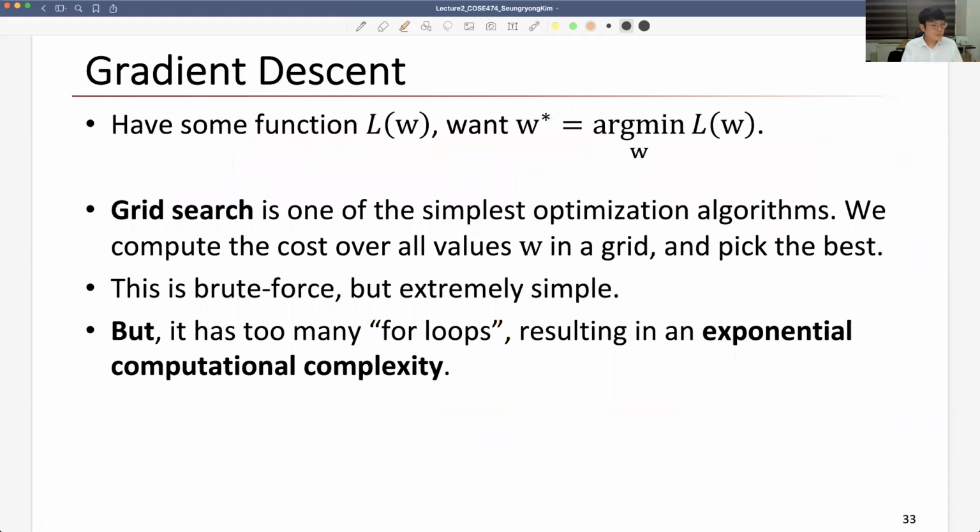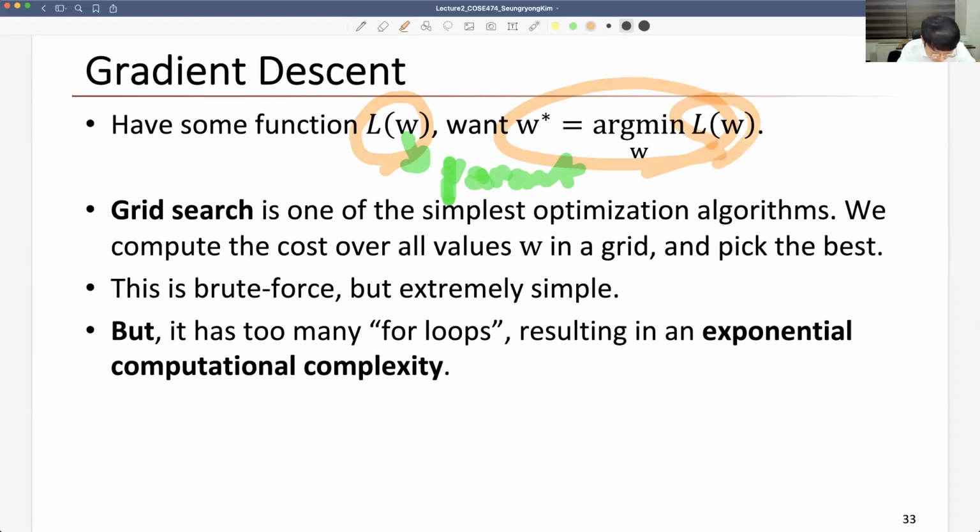Okay. So let's go back to our first question. We define the cost function L of W, and W is the learnable parameter, right? Then we want to find the W star that minimizes this loss function, right? Then how can I do that?